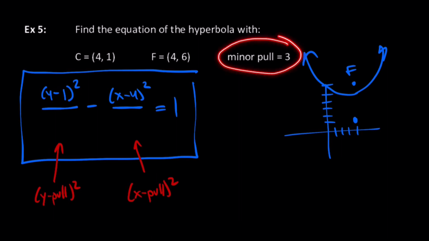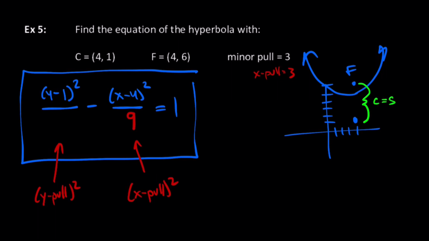But notice here it says the minor pole. This is called the major pole, even if it's shorter. It's called the transverse axis. So the minor pole is going to be the opposite of that. So in this case, the minor pole represents the x pole. So the x pole is 3. 3 squared is 9. 9 goes under that fraction. So now I need to incorporate c. The distance from the focus to the center is 5, so c equals 5. This x pole right here is actually b, even though it might be bigger, I don't know yet.